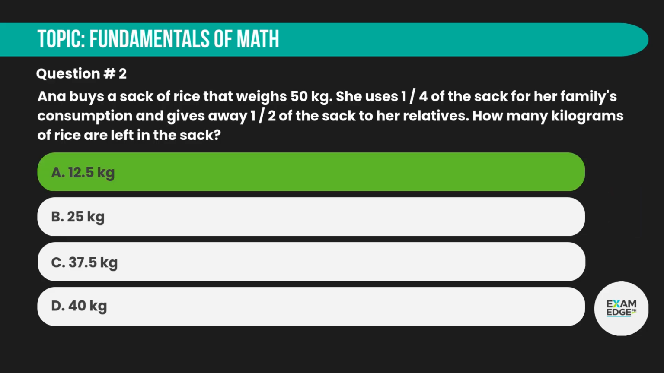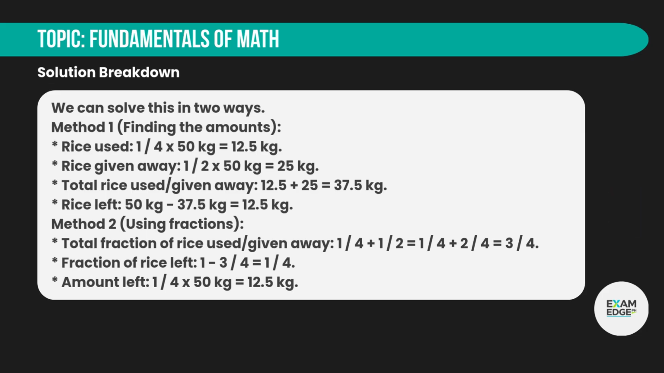Correct answer: A. 12.5 kg. Solution breakdown. We can solve this in 2 ways. Method 1. Finding the amounts. Rice used: 1/4 times 50 kg equals 12.5 kg. Rice given away: 1/2 times 50 kg equals 25 kg. Total rice used and given away: 12.5 plus 25 equals 37.5 kg. Rice left: 50 kg minus 37.5 kg equals 12.5 kg.